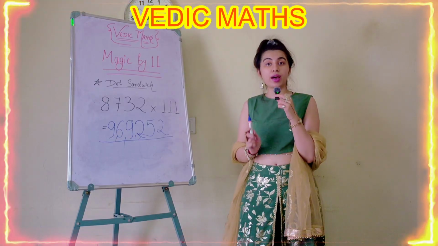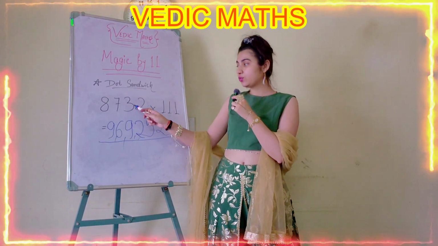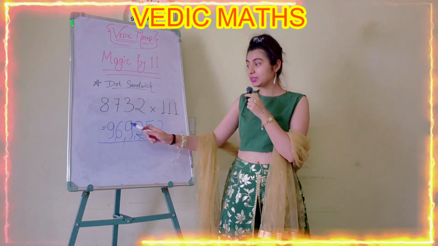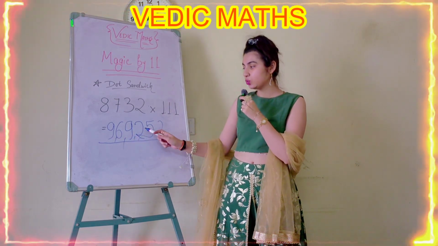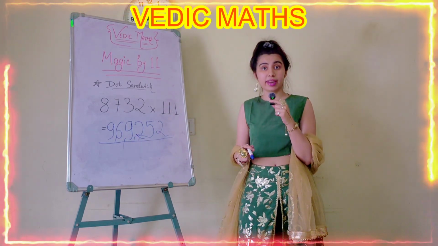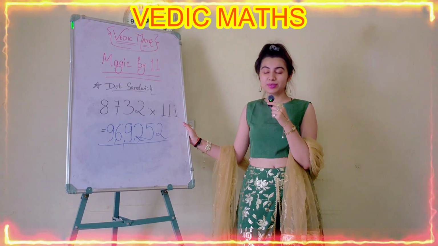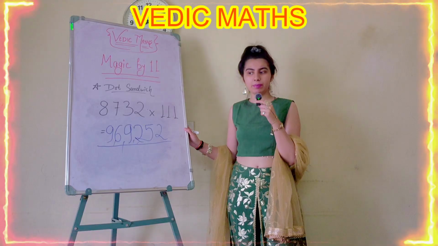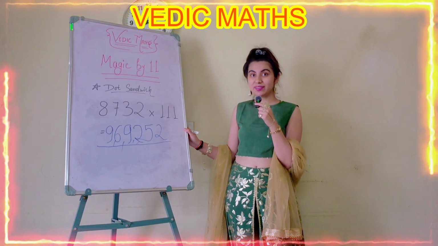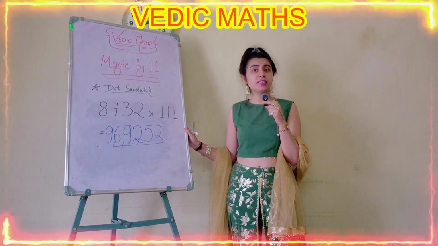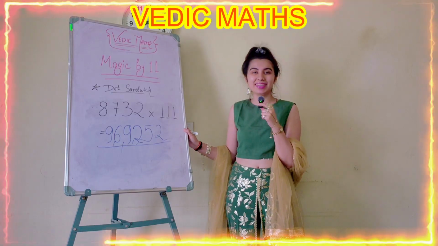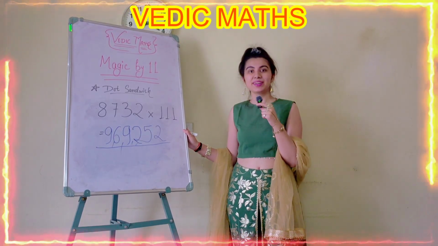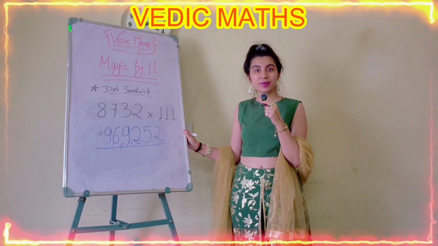So your answer for 8732 into 111 is 969252. Getting it? I hope you too enjoyed it. So without messing up any paper or a board, we solved it in seconds. It's a real trick, right? It's a real personality booster, confidence booster, I mean. So let's take another question.